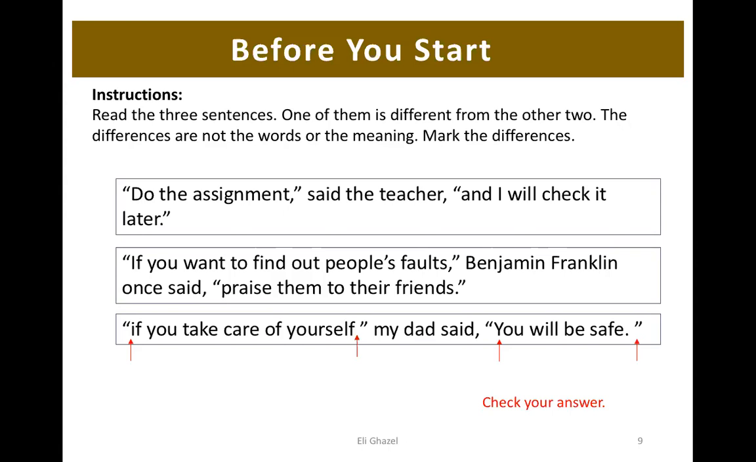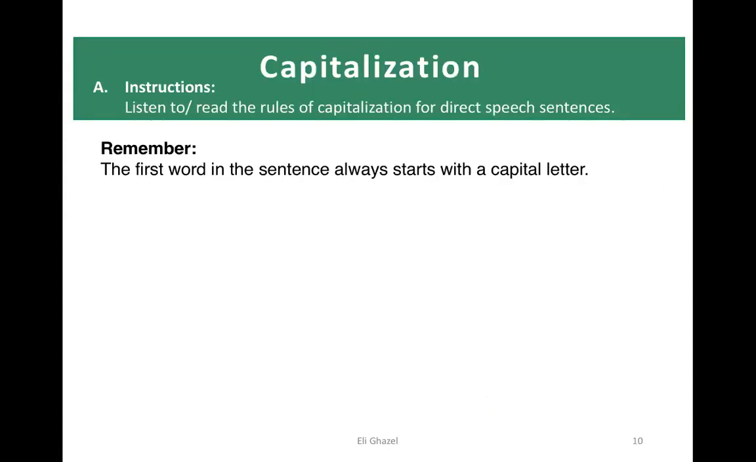So again, we don't expect the students to get all of them right. This is not a test. This is heightening the attention and priming the brain for what it's going to learn. Now we're going to start learning. Green is for the learning. Listen to and read the rules of capitalization for direct speech sentences. So the first step is we're going to look at how capitalization works.